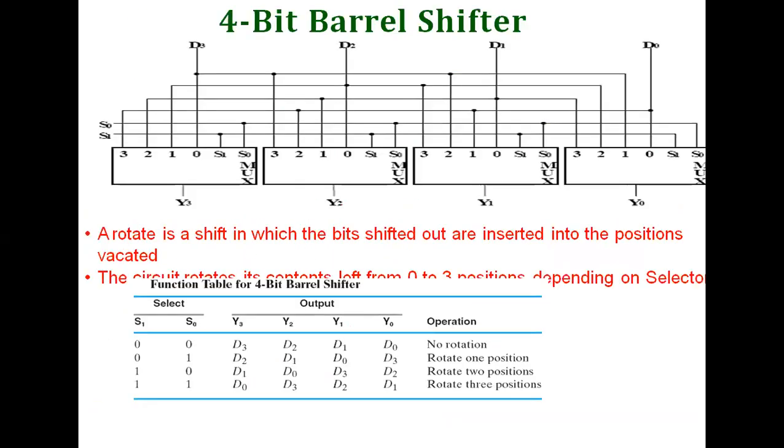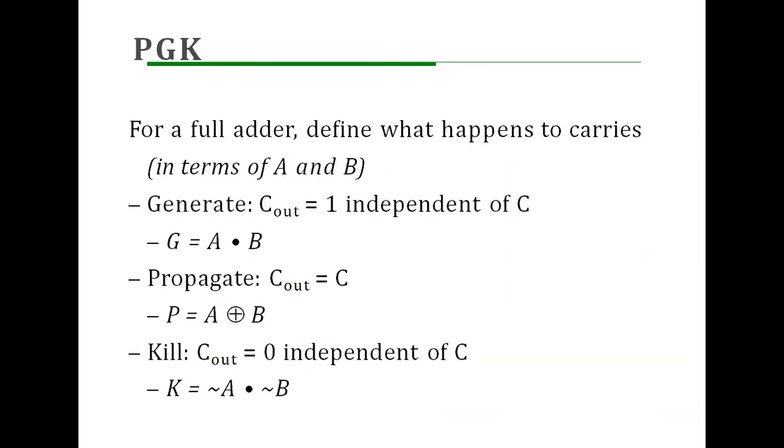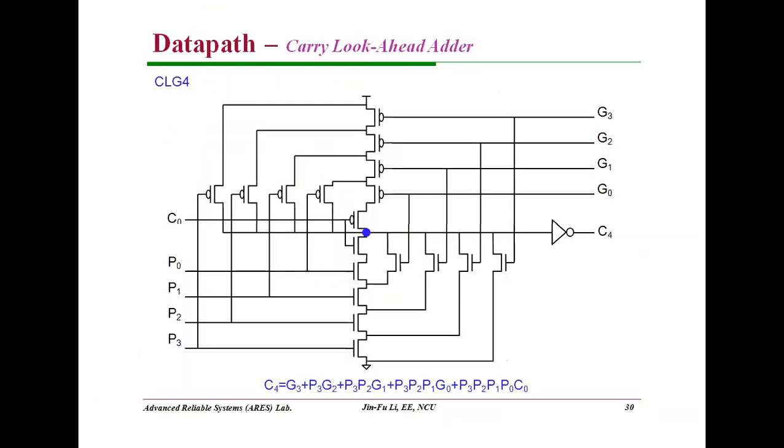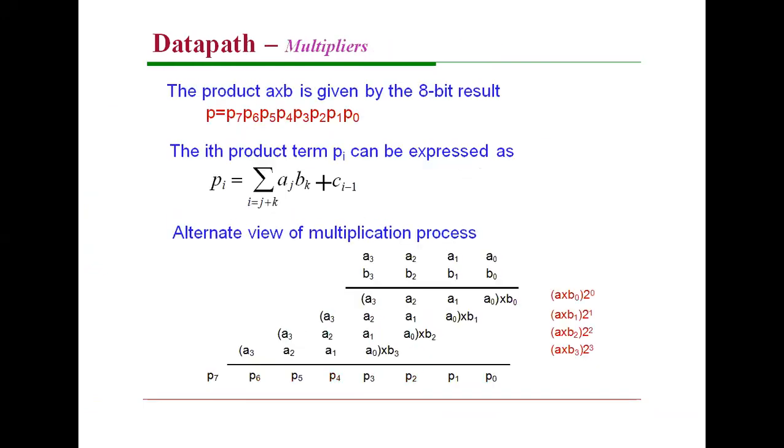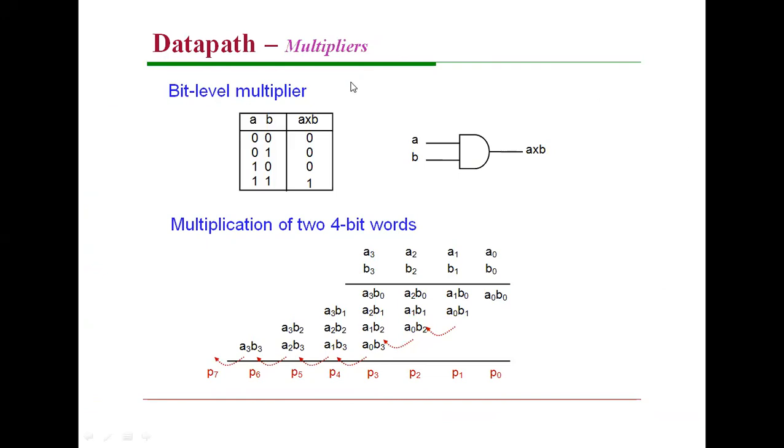Okay, already I have explained a little bit about adders as well as the multiplier. The same thing here, just see the bit level multiplier. I have already explained this one, but once again we will review the things. The bit level multiplier is a into b: only when both are 1, the output is 1, that is AND logic.